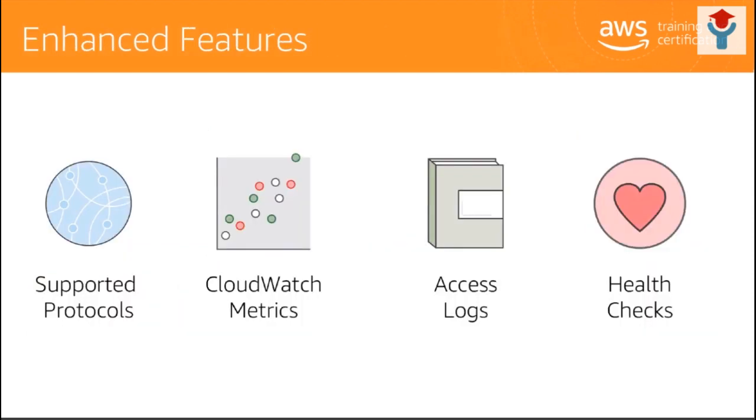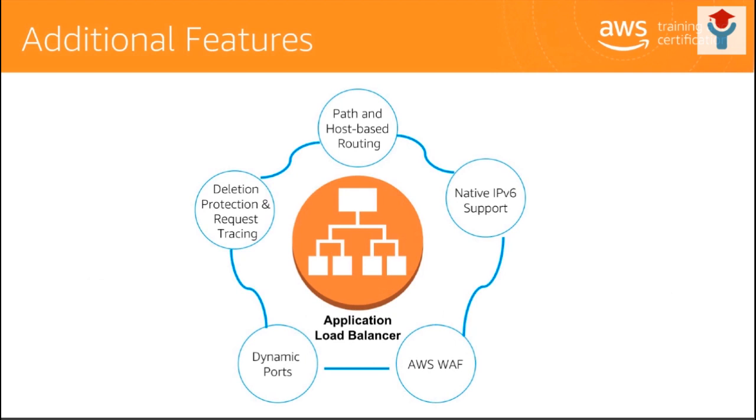At a quick look, some of the newly enhanced features include additional supported request protocols, enhanced metrics and access logs, and more target health checks. Some of the additional features for the application load balancer are the ability to enable additional routing mechanisms for your requests using path or host-based routing, native IPv6 support in a VPC, AWS Web Application Firewall integration, and more.